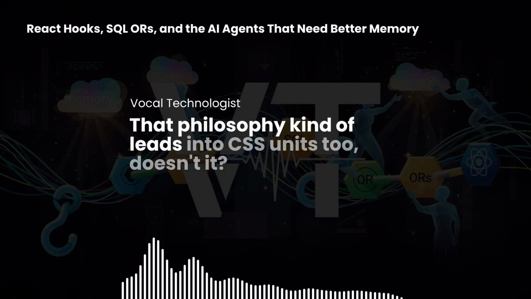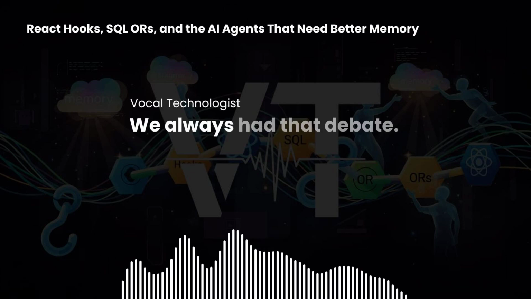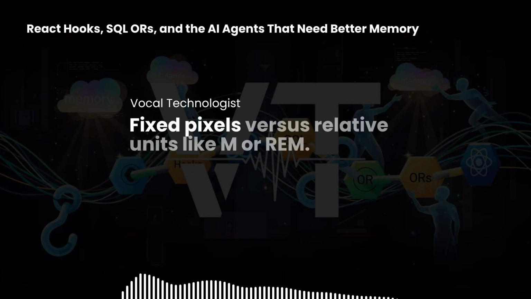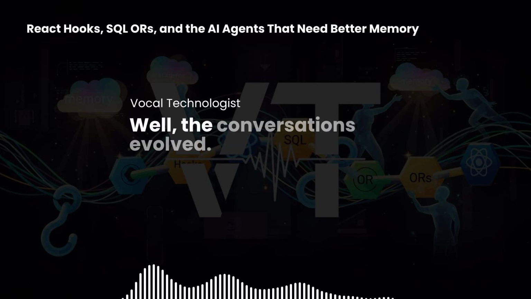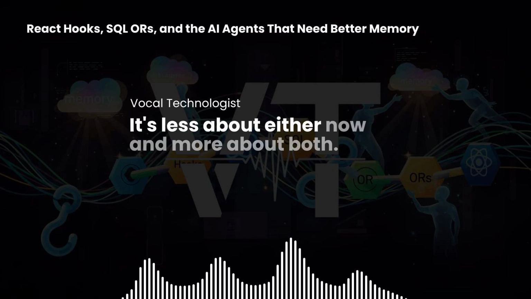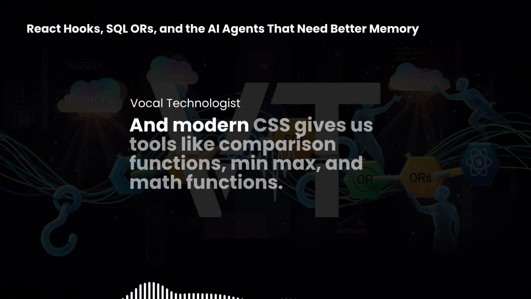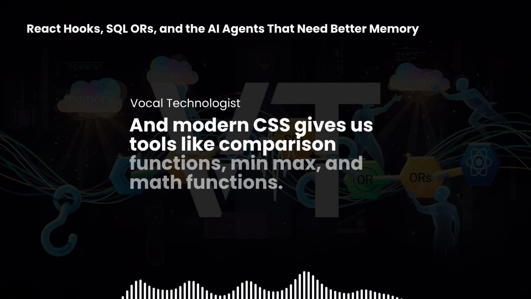That philosophy kind of leads into CSS units too, doesn't it? We always had that debate: fixed pixels, px, versus relative units like em or rem. Is that still the main choice? Well, the conversation's evolved. It's less about either/or now and more about both. Modern CSS gives us tools like comparison functions, min, max, and math functions, calc.